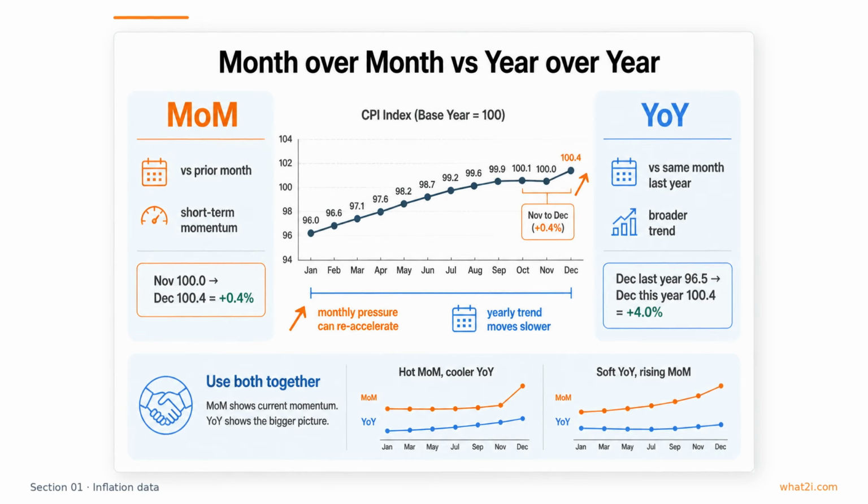the broader trend. A market might get concerned if monthly inflation starts heating up again, even while the yearly rate is still coming down. In the same way, a soft monthly reading does not automatically mean inflation is defeated if the yearly pace remains elevated. Traders get the best read when they use both measures together instead of leaning on only one.